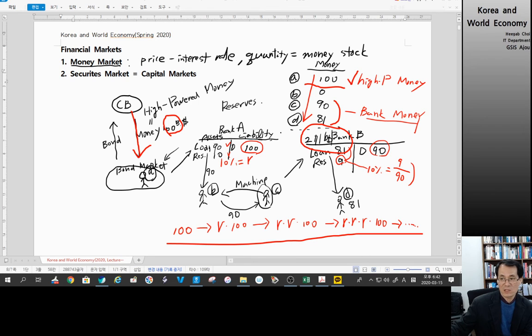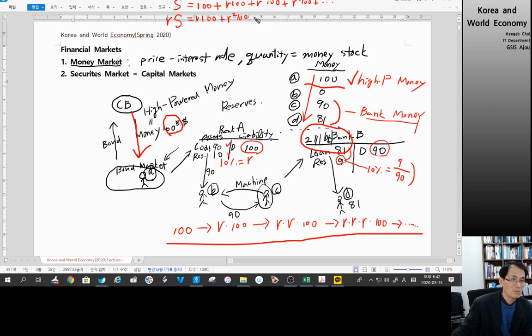So what's the end story? Let me erase everything here. Now, the summation can be done in this way. Let me write here. The total amount will be R plus R100 plus R square 100 plus R to the third 100 plus dot dot dot. Let's call it S. And let's multiply S on both sides by R.